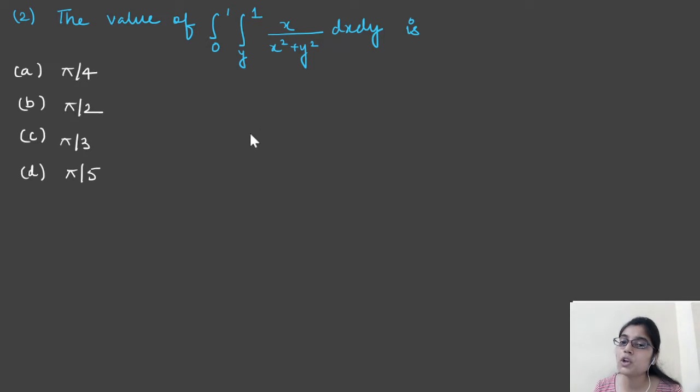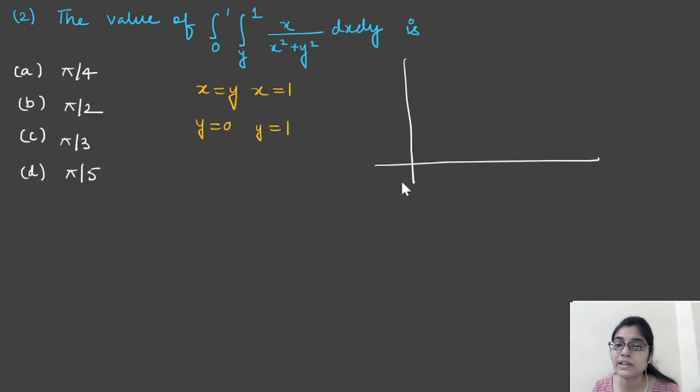So this problem can also be solved with the help of change of order of integration. What we will do, we'll keep the limits: x is equal to y, x is equal to 1, then y is equal to 0 and y is equal to 1. Now we will draw the region of integration.